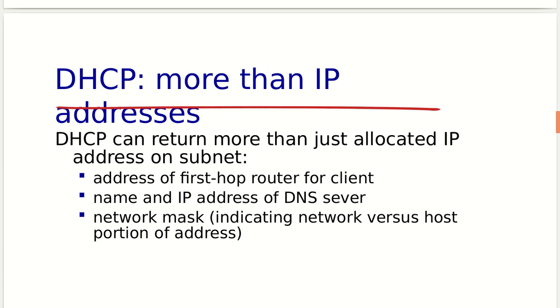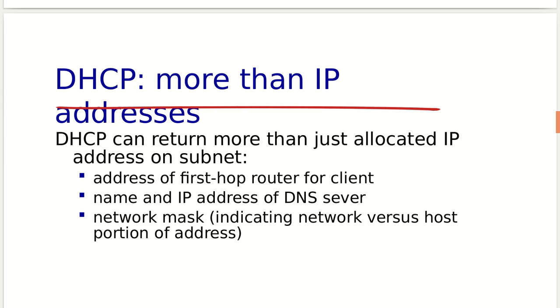So the DHCP server will also give this information to the client: first of all, this is your IP address, this is your default gateway or the first hop router, and secondly, this is your DNS server's IP address. And this is what you need to use whenever you want to use DNS services.